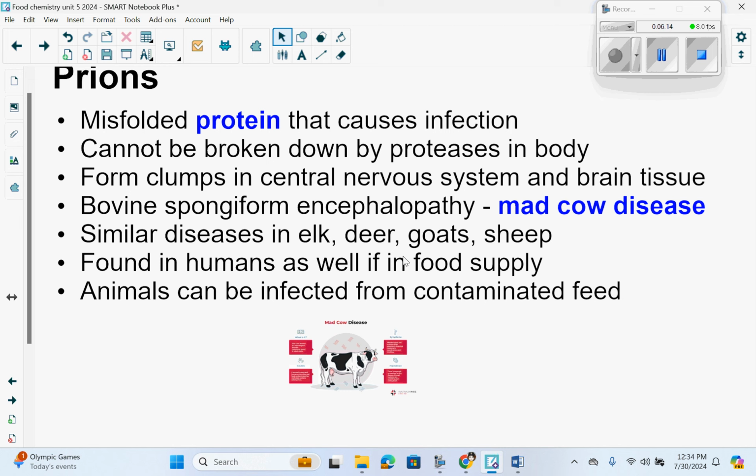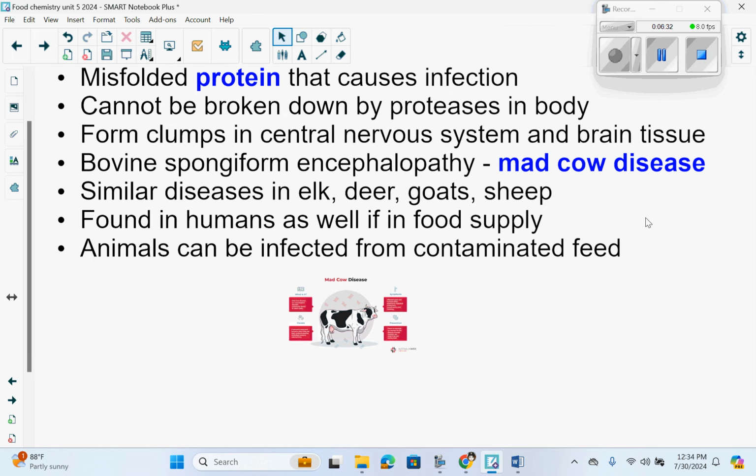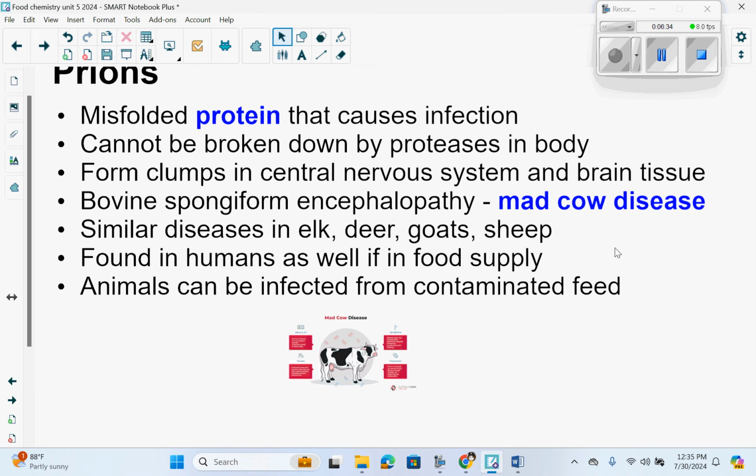So I mentioned this one because of this right here, this bovine spongiform encephalopathy. That is the mad cow disease. There's similar diseases in elk, deer, goats, and sheep, but more people eat cows. It's found in humans as well if it's in the food supply. The animals can be infected from contaminated feed.